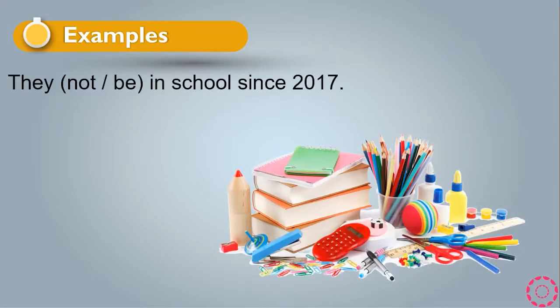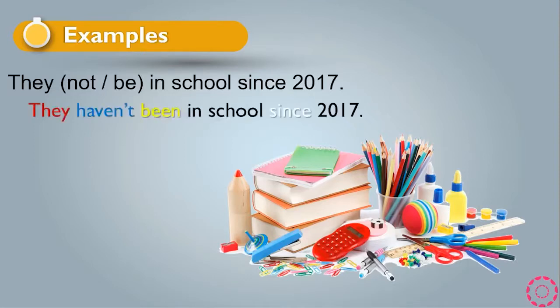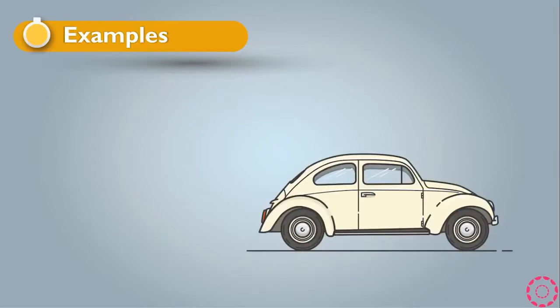They not be in school since 2017. Because we have not, this sentence becomes negative, so it became they haven't been in school since 2017. With they we have to use have, and because it asked to change to negative, it became haven't. They haven't been in school since 2017, sorry.